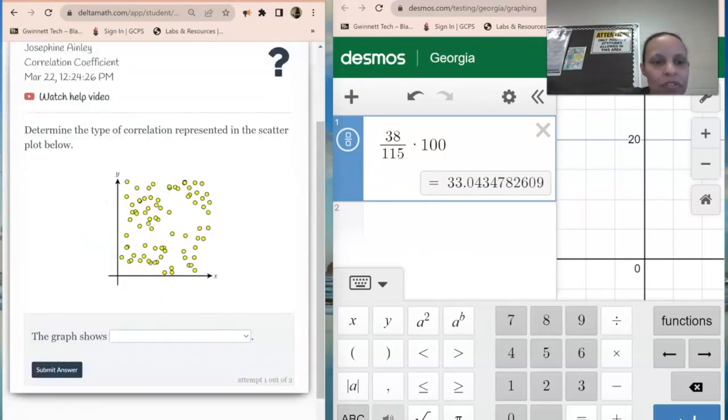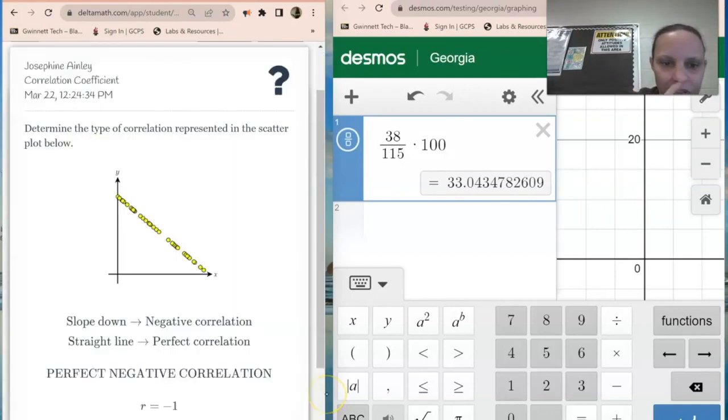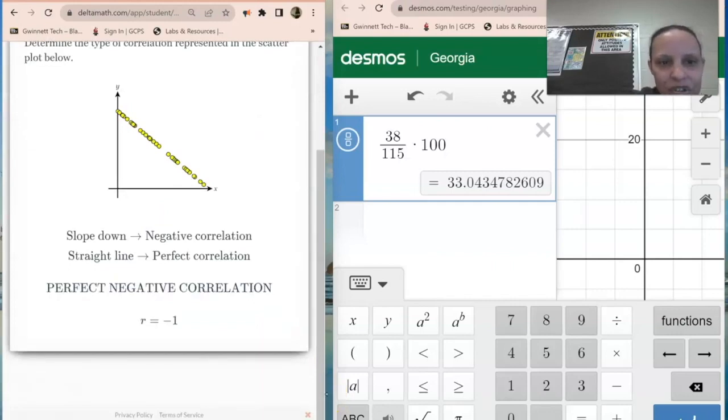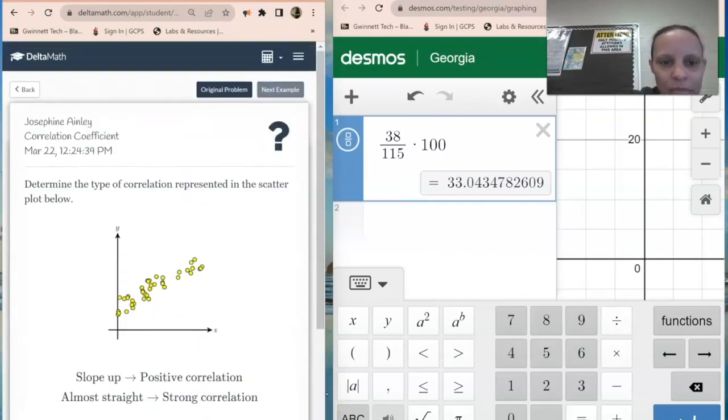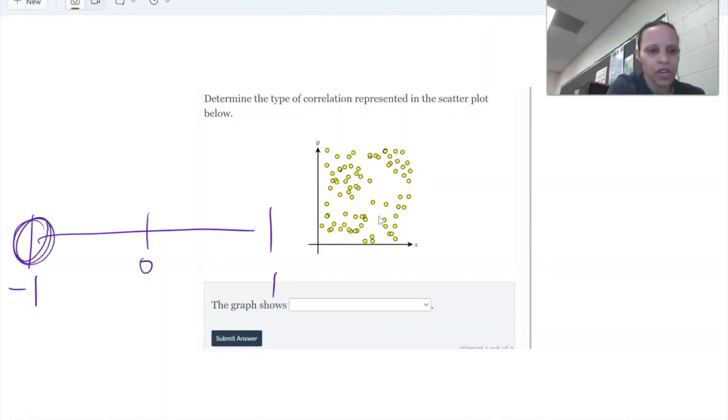All right, correlation coefficient. All right, so remember, really for correlation coefficient, I'm gonna do it off the example. If it's completely straight and going down, it's negative one. If it's completely straight and going up, it's positive one. Really what it looks like is this. It goes from negative one to positive one. The closer it is to negative one and positive one, the stronger the relationship. So when R is equal to negative one or R is equal to one, the stronger the relationship.